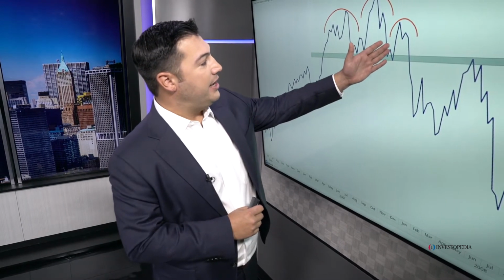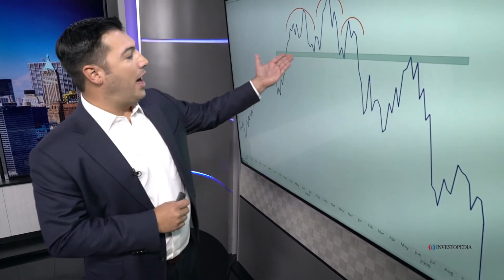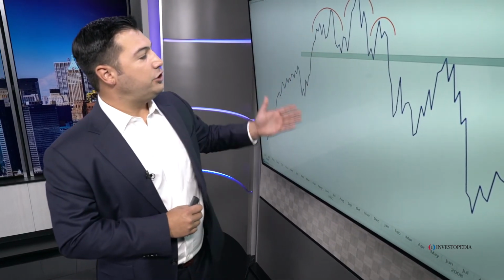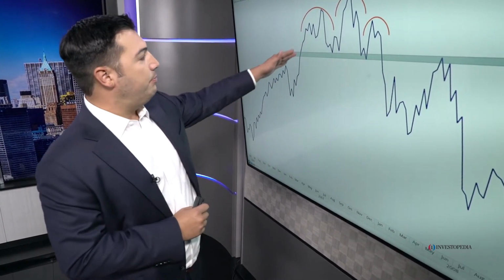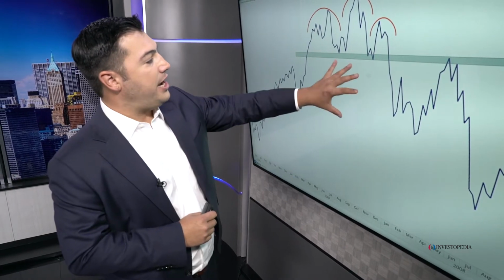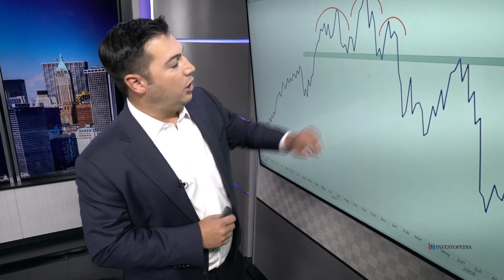And then at the end of that year in early 2008, we have the right shoulder and a very well-defined neckline. As soon as that neckline was breached in early 2008, that was evidence that the uptrend that was in place prior has now changed, and we are now in a downtrend, by definition making lower highs and lower lows.